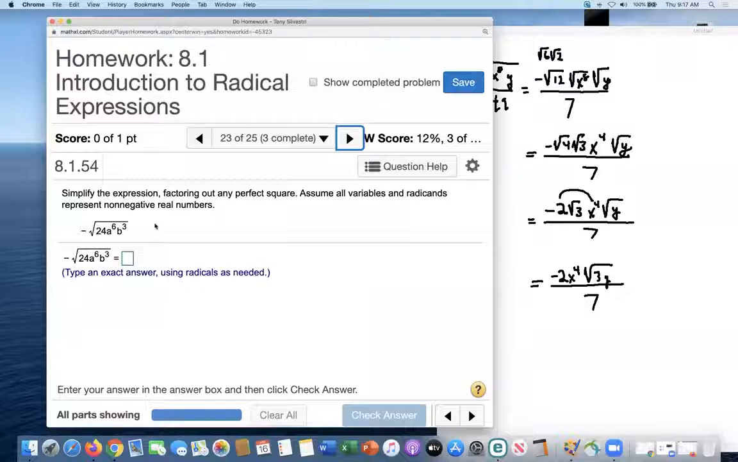This is the stuff we did before. I know they went backwards here. I don't know why they went backwards. This should have been the very front of the homework.